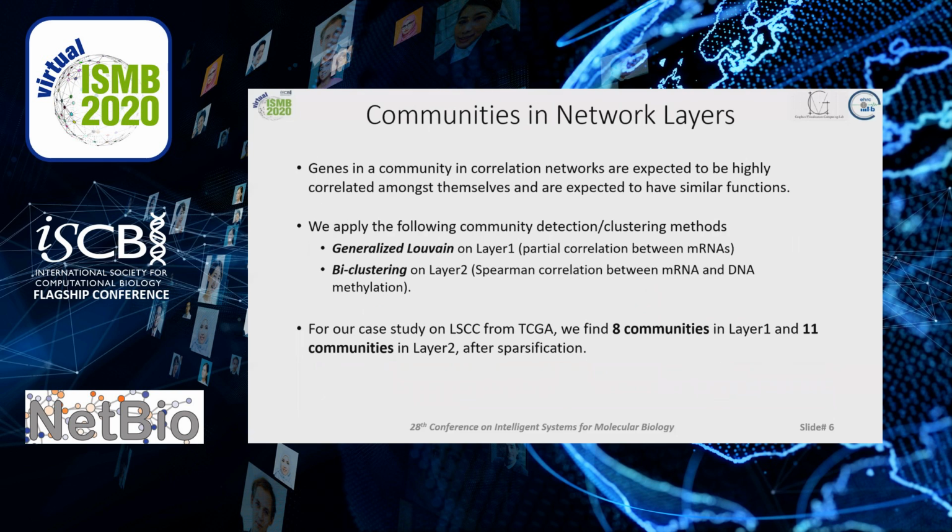Genes in a community are expected to have highly similar functions and are also highly correlated among themselves. We have implemented a generalized Louvain community detection method on layer 1 and biclustering on layer 2. Layer 2 is with two genomic features, and biclustering is used as it can group methylation features and expression traits simultaneously. In our work, we found 8 communities in layer 1 and 11 communities in layer 2.